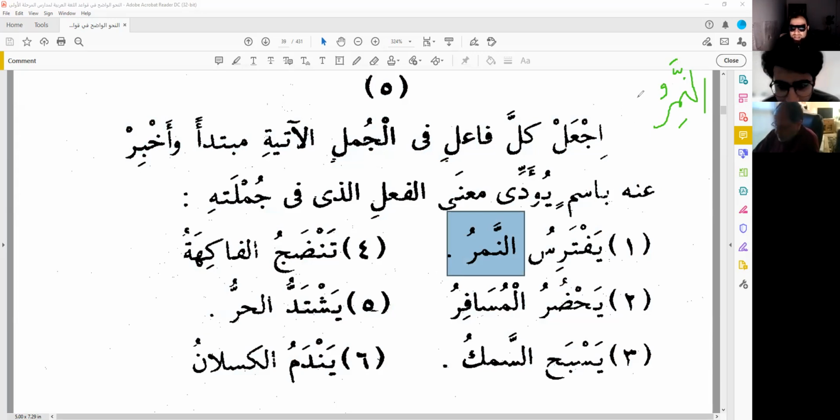If I say يفترس, what's the i'rab of يفترس? النمر is مبتدأ and يفترس is فعل مضارع. Now where is the خبر of النمر? The sentence of يفترس, as a sentence, is the خبر. النمر, that's a subject, let's say here in this context.